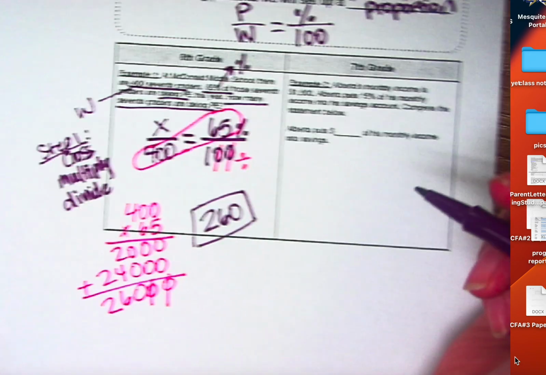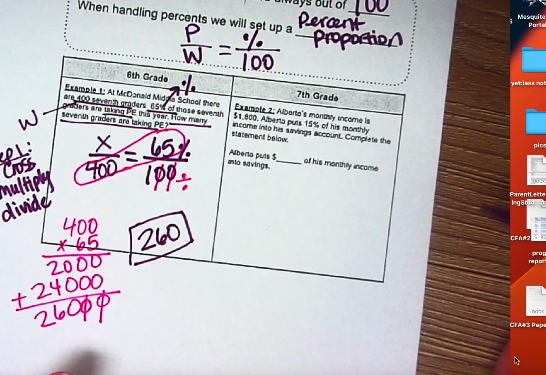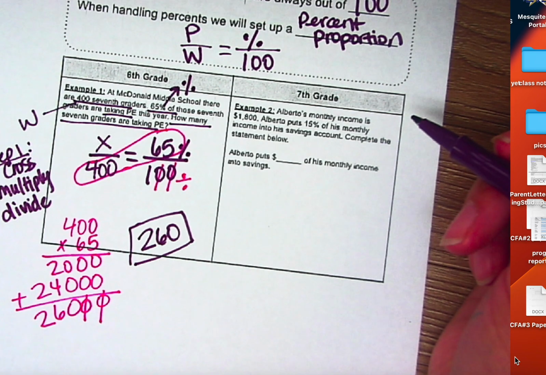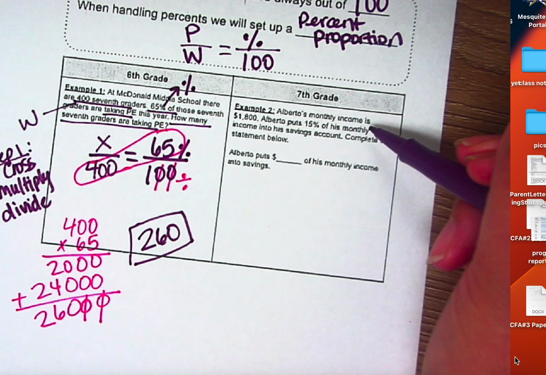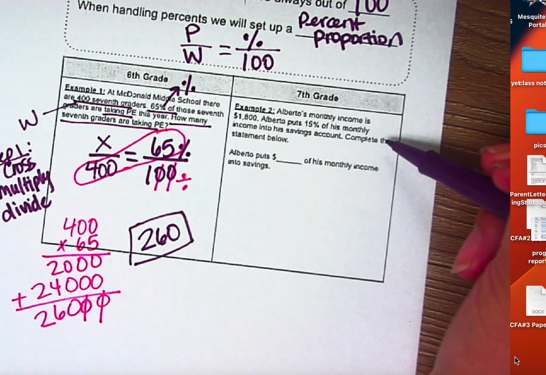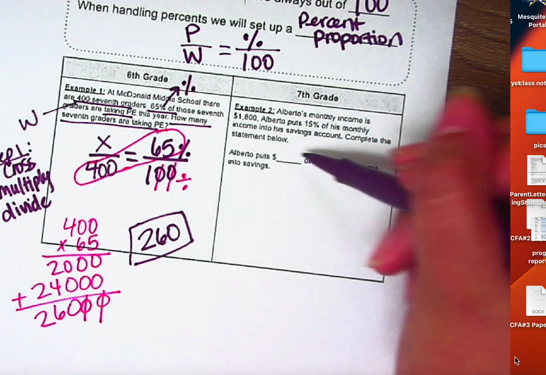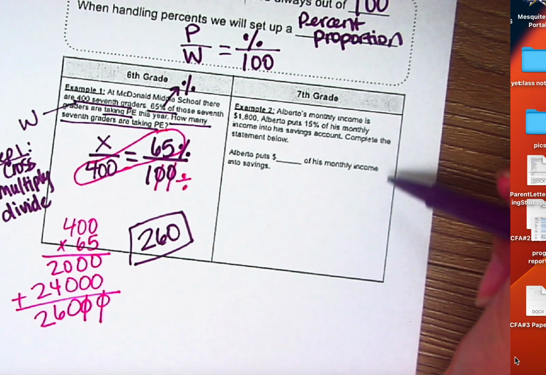Okay? So let's go to 7th grade. Alberto's monthly income is $1,800. Alberto puts 15% of his monthly income into his savings account. Complete the statement below. Alberto puts blank of his monthly income into his savings.